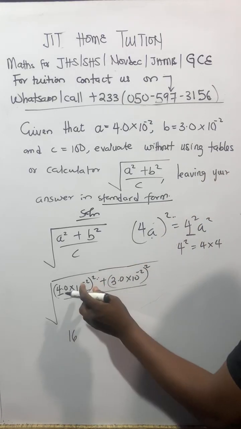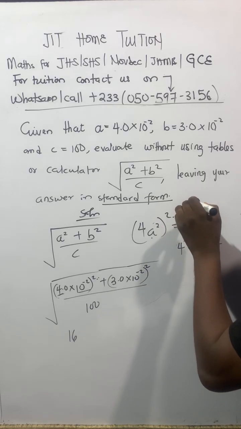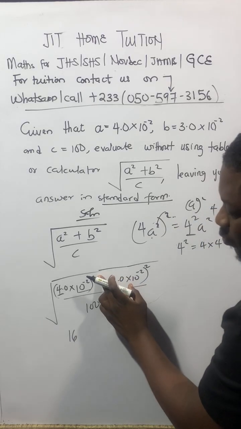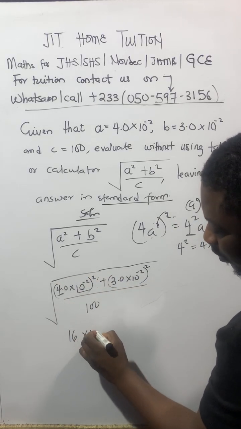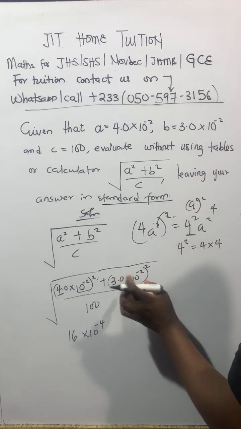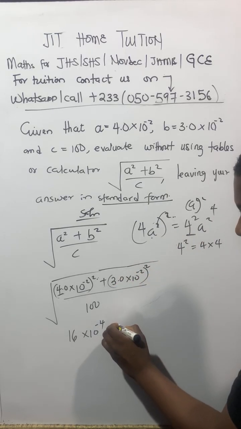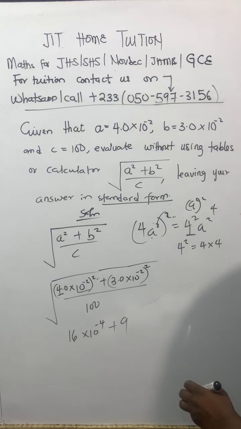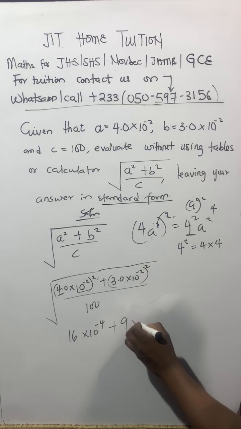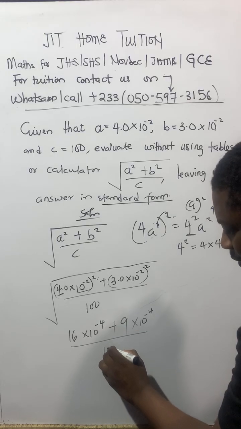Then, assuming that this power is 2, the square here will affect it, so that 2 multiplied by 2 gives you 4, but with the negative 2, you get times 10 exponent negative 4. Alright, the same preamble that was used over here is what we are going to use over here. So the square will affect the 3, that is 3 squared, giving you 9. And the square will multiply the power, giving you 10 exponent negative 4. Alright, all divided by 100.